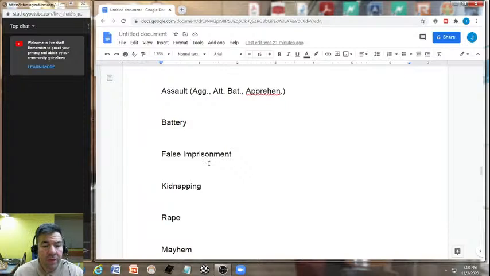False imprisonment would be the action by the defendant that causes the plaintiff's person to be confined to a bounded area with no reasonable means of escape. So it's actions taken by the defendant that cause the victim's person to be confined to a bounded area with no reasonable means of escape.